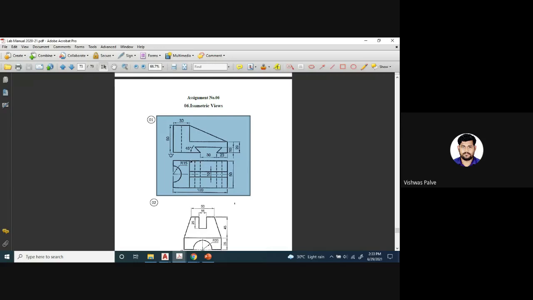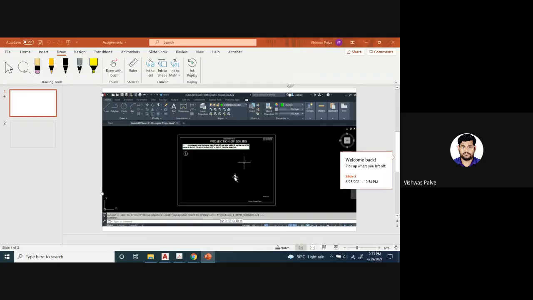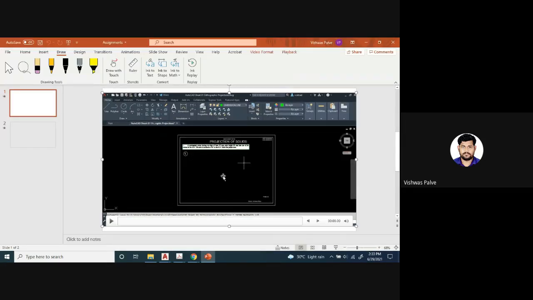So I'm selecting this problem for today's practical session. I will draw it on paper as well as in AutoCAD. In both places I'll complete this.